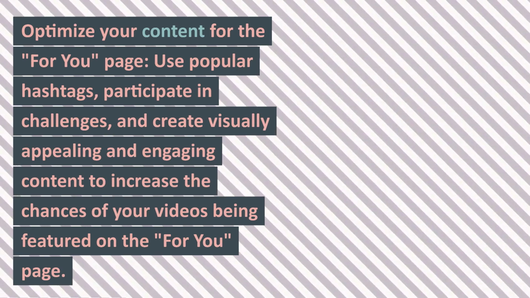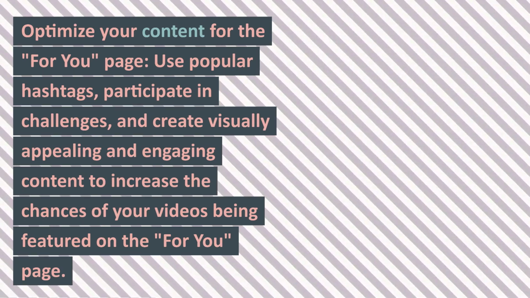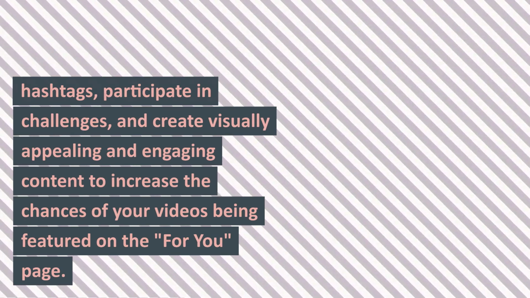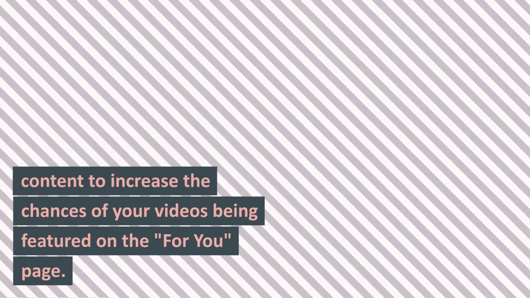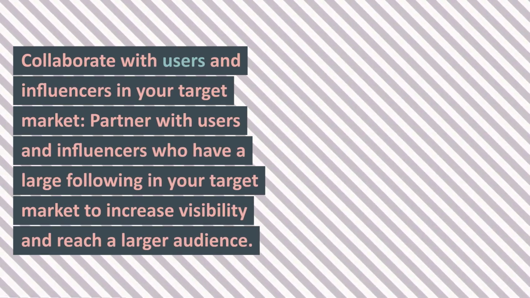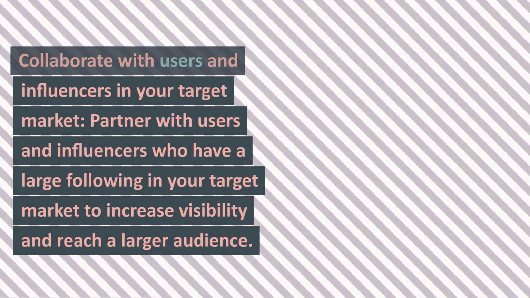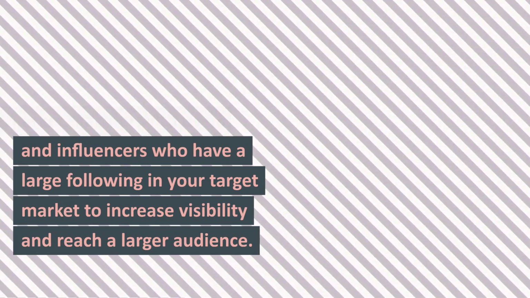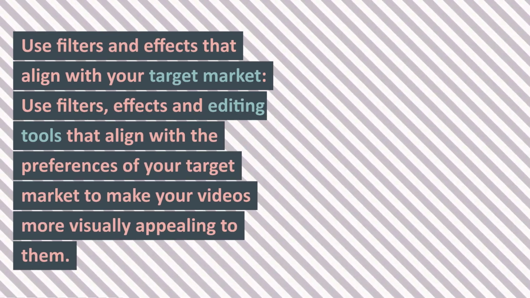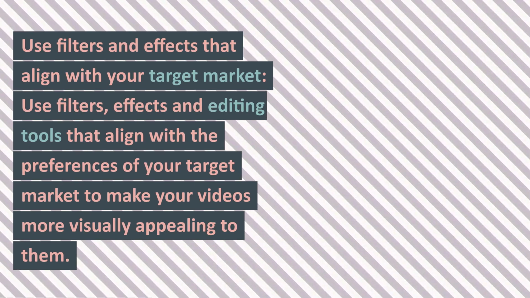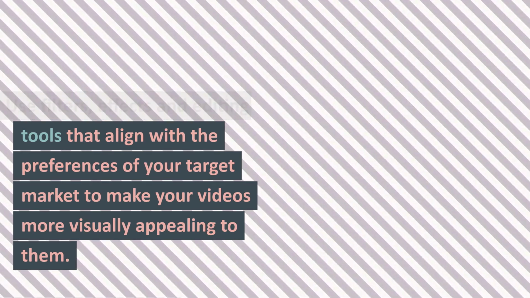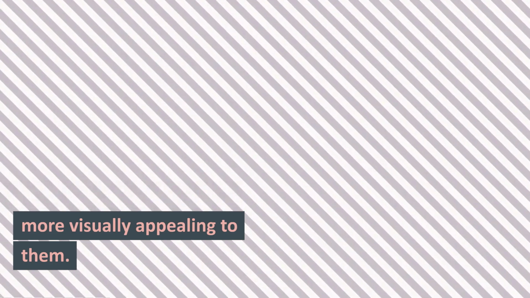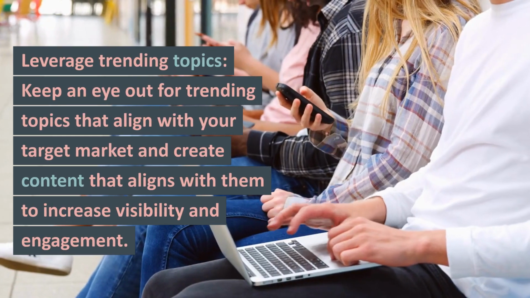Here are a few strategies to consider. Optimize your content for the For You page. Use popular hashtags, participate in challenges, and create visually appealing and engaging content to increase the chances of your videos being featured on the For You page. Collaborate with users and influencers in your target market. Partner with users and influencers who have a large following in your target market to increase visibility and reach a larger audience. Use filters and effects that align with your target market. Use filters, effects and editing tools that align with the preferences of your target market to make your videos more visually appealing to them. Leverage trending topics.